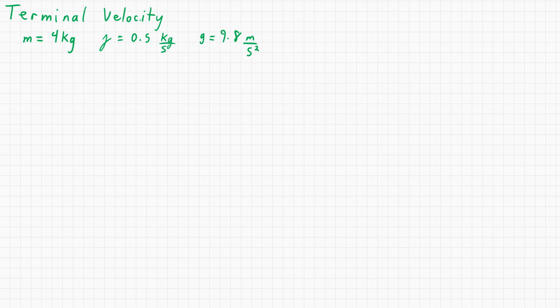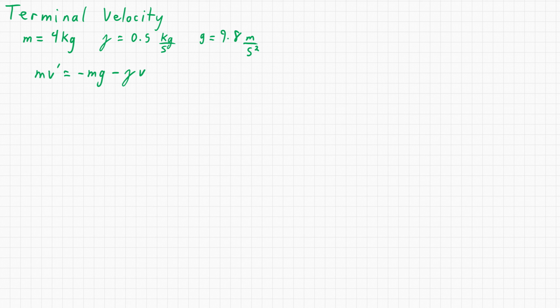For this terminal velocity example, we're going to use our mass m is 4 kilograms, our drag coefficient gamma is 0.5 kilograms per second, and the gravitational pull of the Earth is 9.8 meters per second squared. We also have that the drag is proportional to the velocity. So then we have the differential equation for that: m v prime is equal to negative mg minus gamma v.